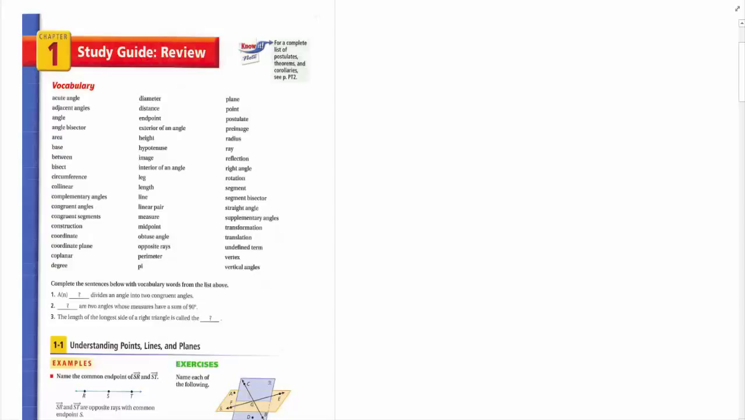Alright guys, we're going to go ahead and start reviewing for our Chapter 1 test. First off, when you look at the study guide review and you have this vocabulary, this would be the list of the vocab words that you need to know going into this test. Also, that'd be the list of vocab words you'd have to write down if you were looking for that extra assignment that I was giving you guys.